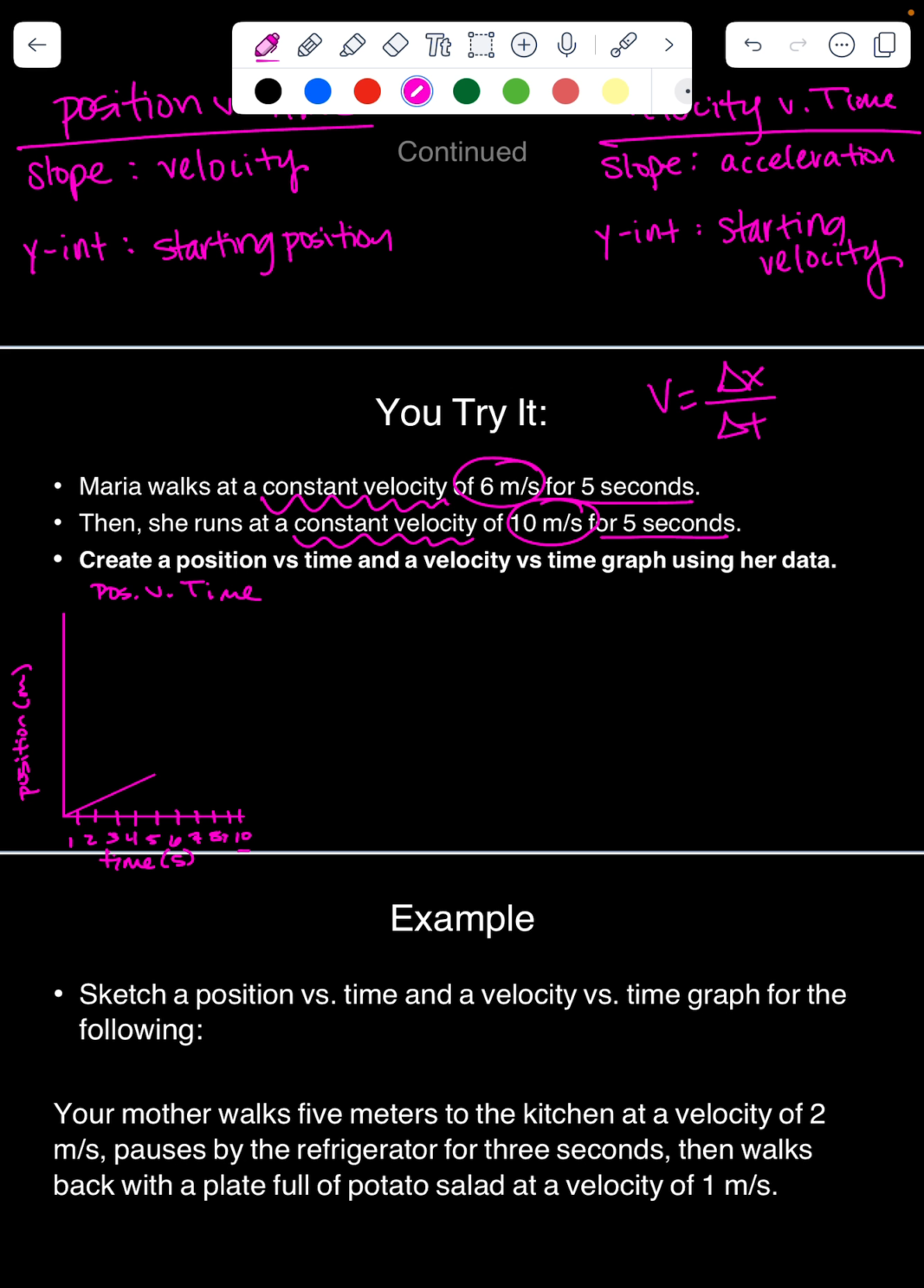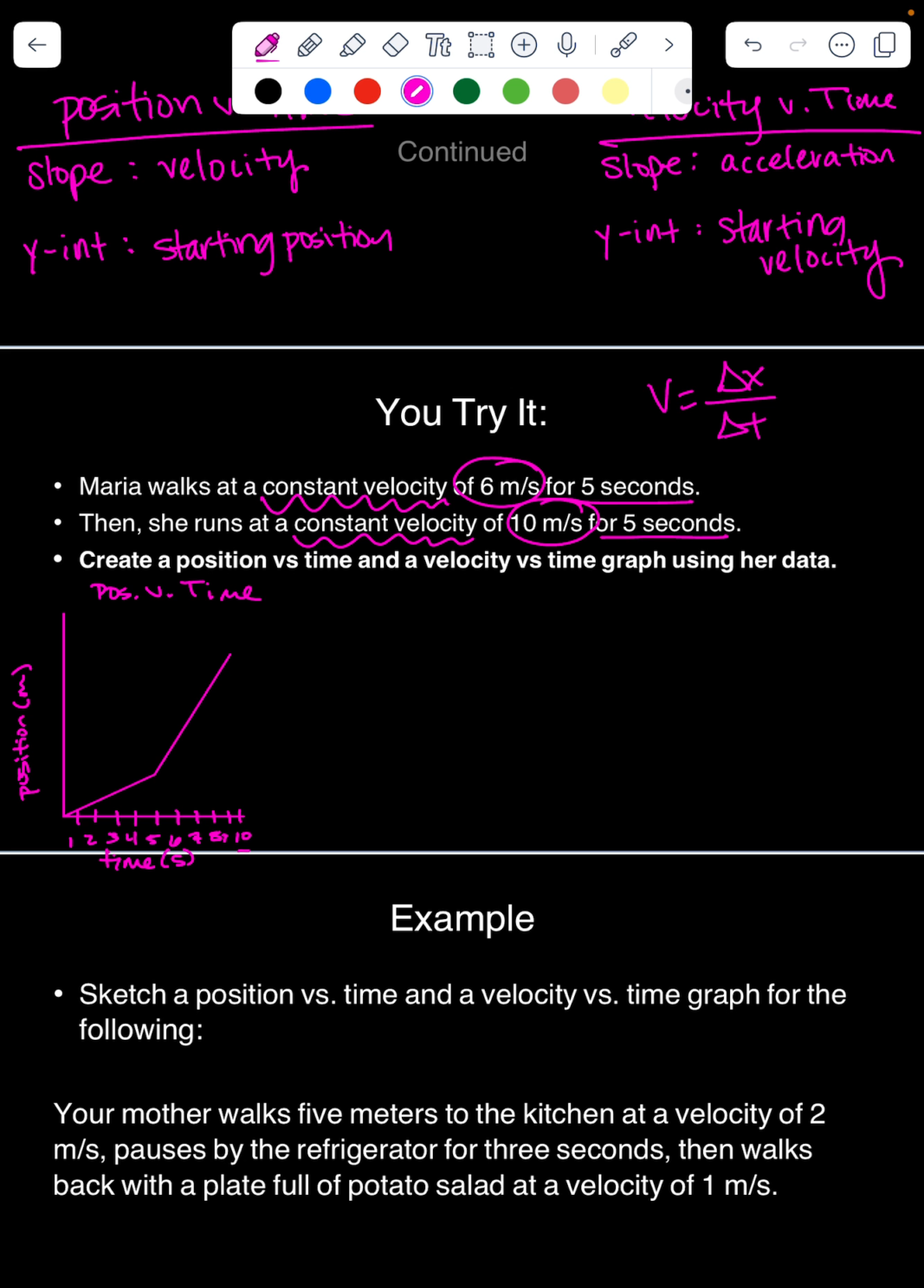Now, after that first segment of motion, she increases her speed to another constant velocity, but this time it's at 10 meters per second. So we're still going to have a straight diagonal line, but this one is just going to be a little bit steeper because it's going faster. So we're going to go where we ended, and it will just be a little bit steeper until that 10 seconds.